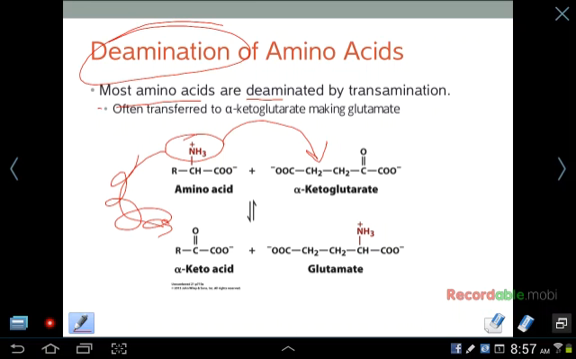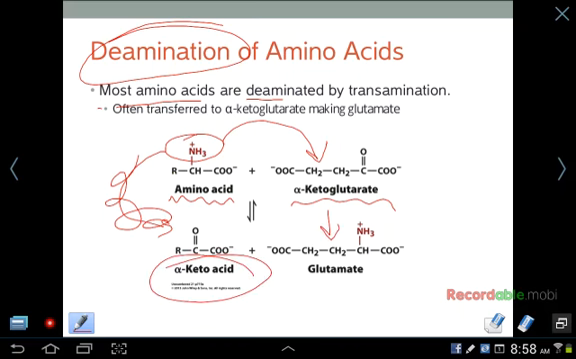Okay, so in this instance, we have just some generic amino acid, a transamination enzyme or transaminase transfers the ammonia or the nitrogen over to alpha ketoglutarate, which makes glutamate, and then a new alpha keto acid from the original amino acid.